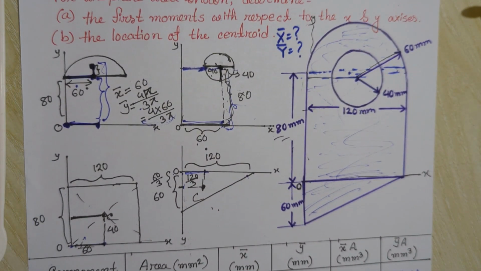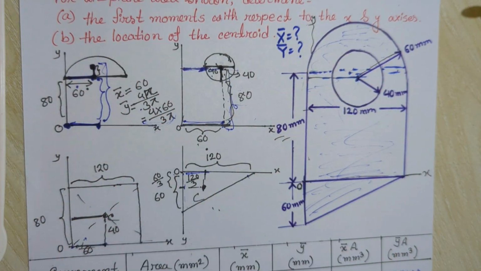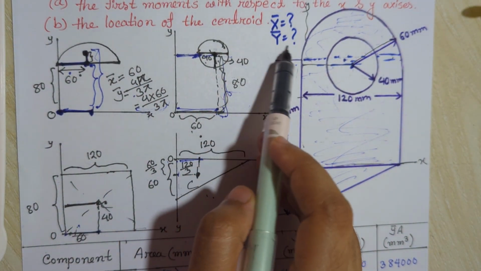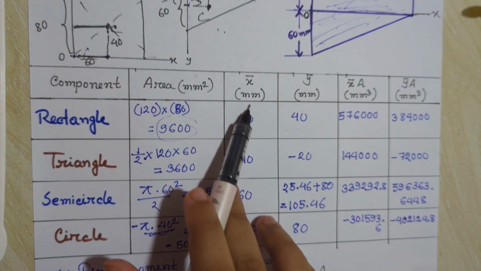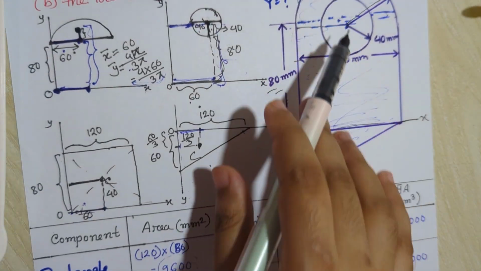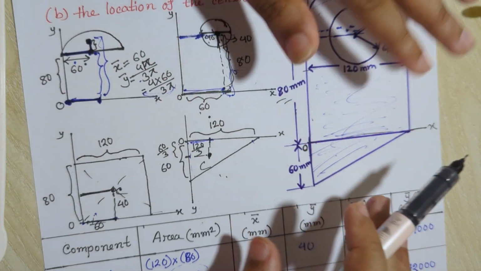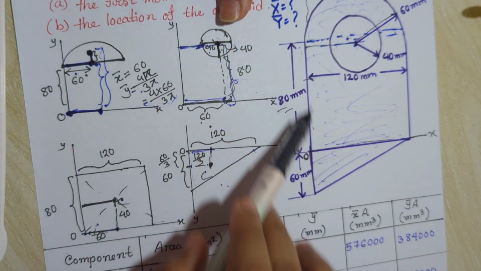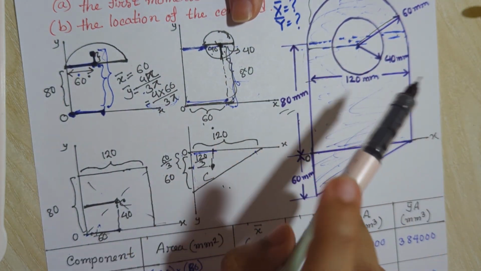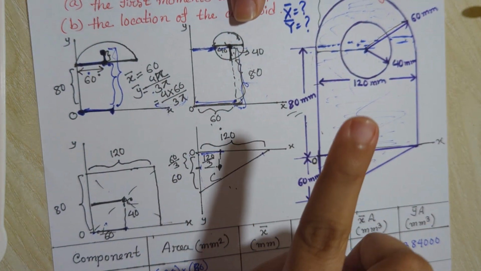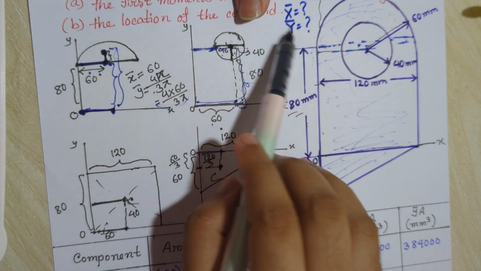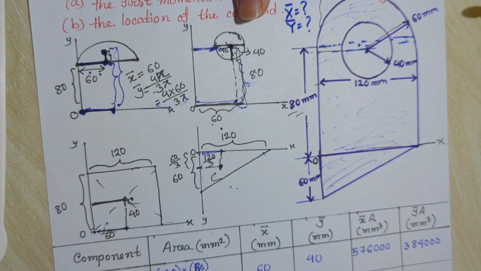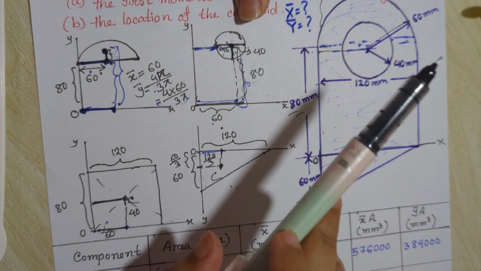And in the second question they said that we have to find the location of the centroid, capital X bar and capital Y bar. We have found x bar, y bar for 4 parts separately, but if we consider this as one single object, there will remain one single centroid, and we have to find X bar and Y bar for this single centroid.